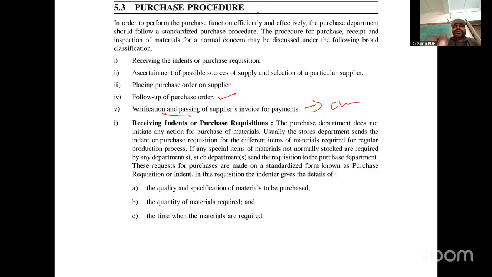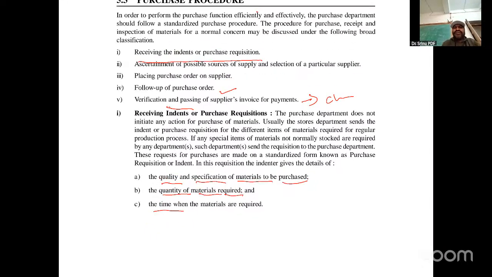This purchase procedure talks about the receiving intent, the purchase request. So in receiving the intent, what we are going to see: quality, specifications, material, purchase order, quantity, how much material we require, what time they are going to require. So these all are we are going to discuss. Is it clear?